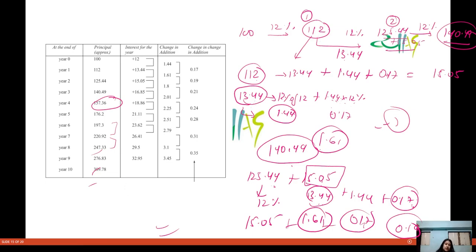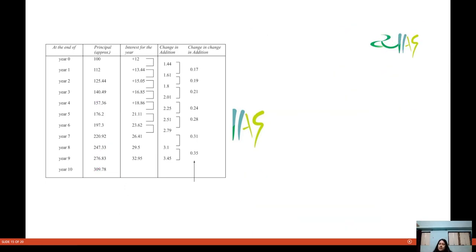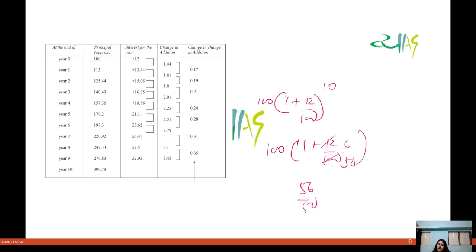Still, you can calculate. However, if we use the formula, okay, if we use the formula, let's say 100 times (1 plus 12 by 100) to the power 10. Okay, so 1 plus 12 by 100 will become how much? This will become 112 by 100, which is 56 by 50. So 56 by 50, this will go on multiplying how many times?